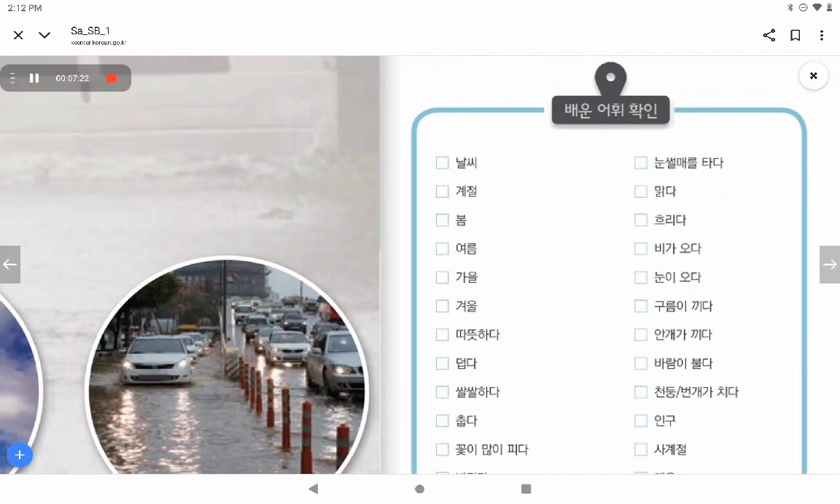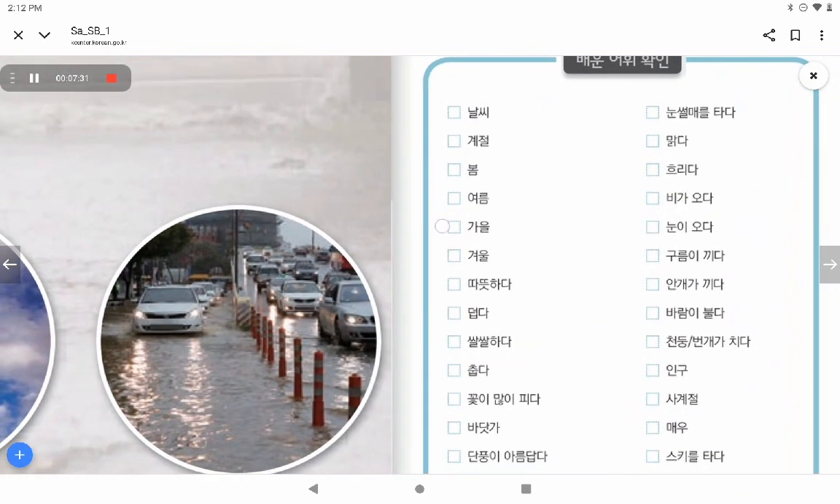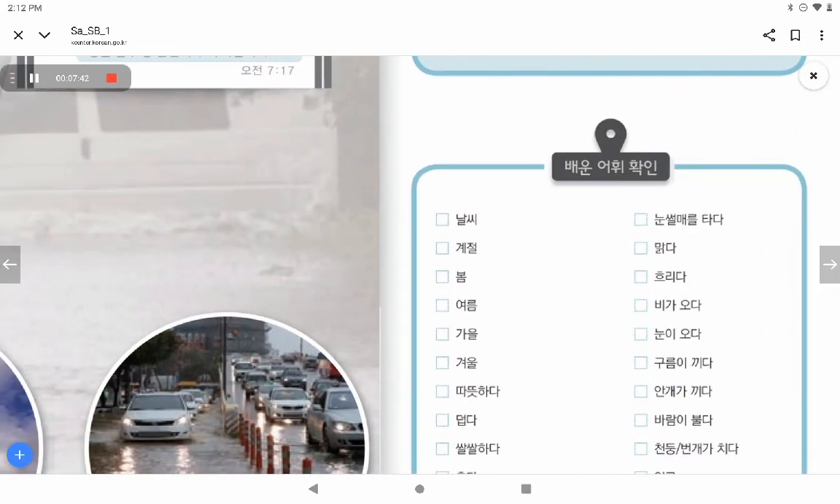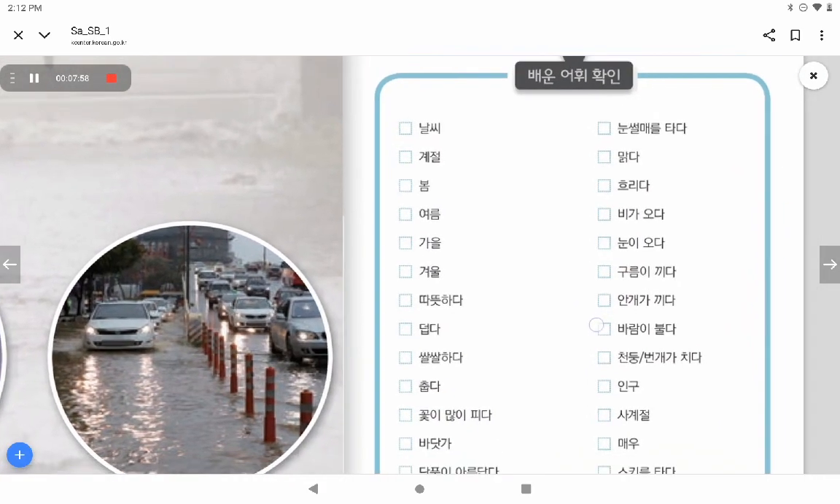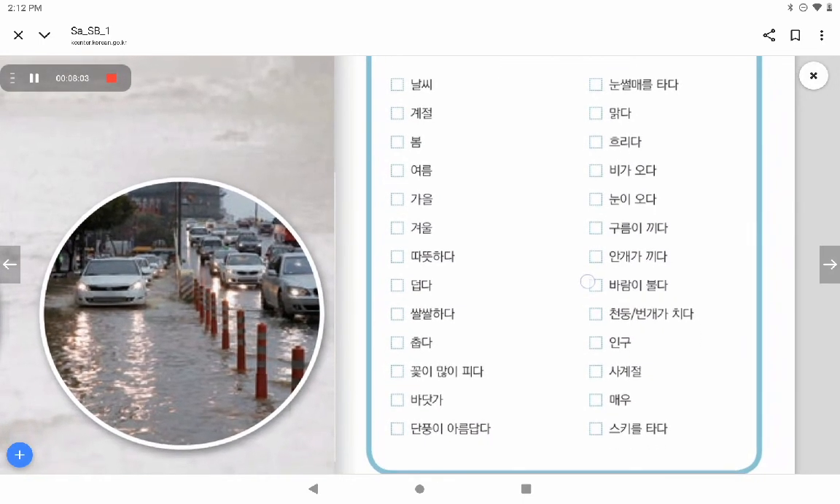Now, 날씨, 겨울, 봄, 여름, 가을, 겨울, 따뜻하다, 덥다, 쌀쌀하다, 춥다, 옷이 많이 비다, 바닷가, 밤풍경이 아름답다, 농촌의 매력, 맑다, 흐리다, 비가 오다, 눈이 오다, 구름이 끼다, 안개가 끼다, 바람이 불다, 천둥, 번개가 치다, 인구, 매우.